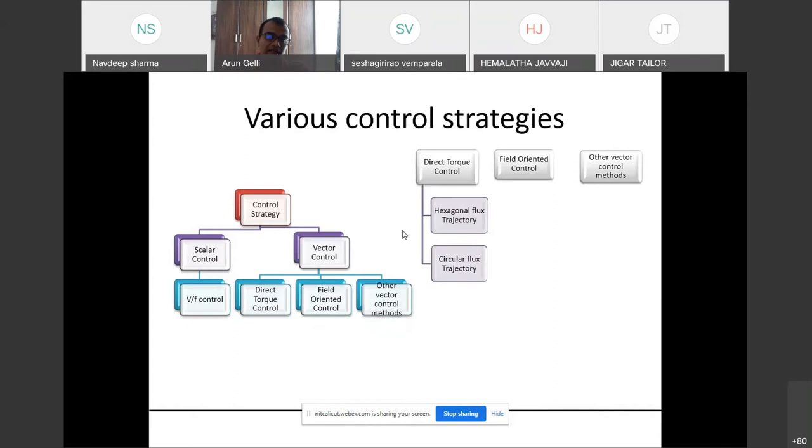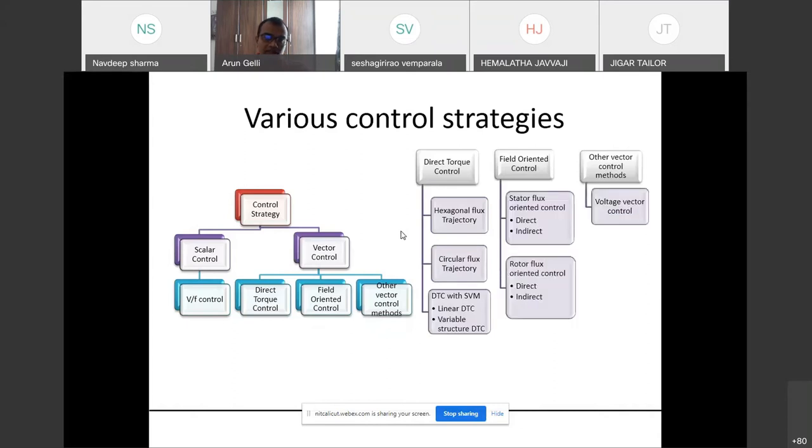Under direct torque control, you have various advanced algorithms which we will not go into right away, but just for your reference, there are different types of control strategies available in the literature, and the systems are inheriting these algorithms over a period of time.